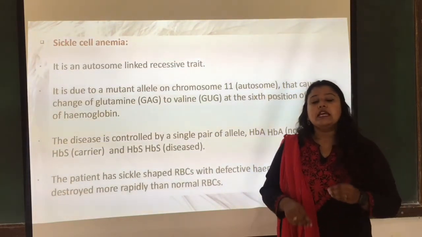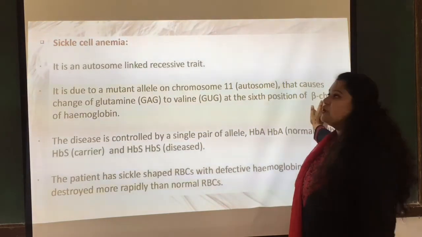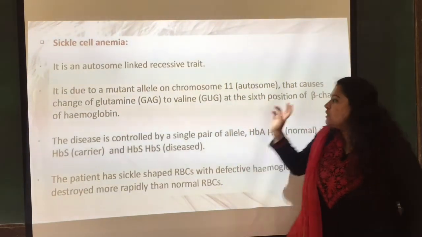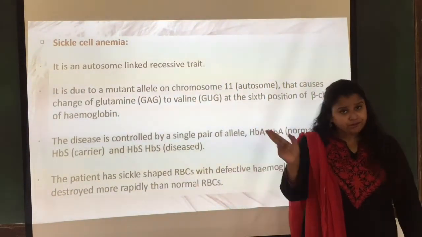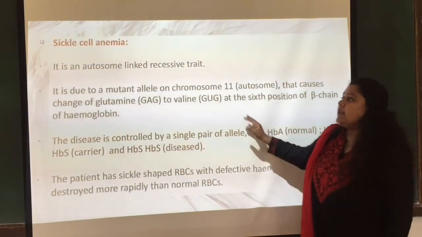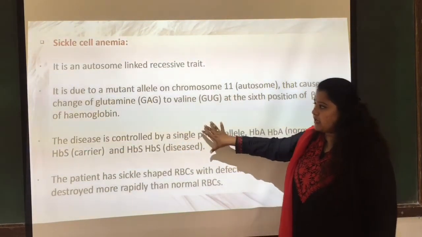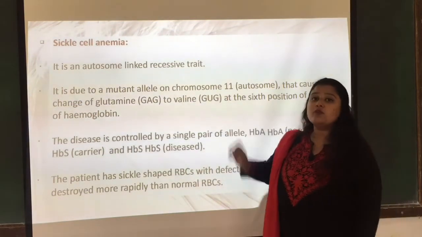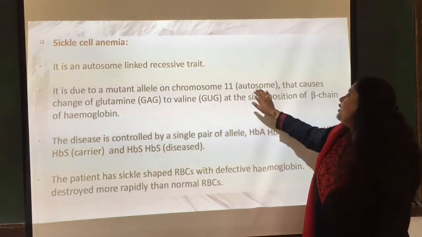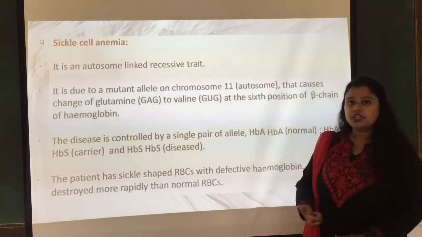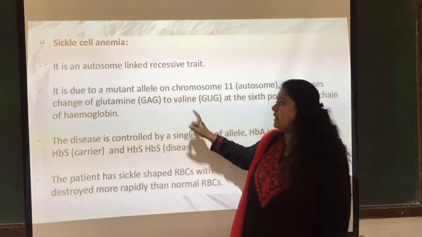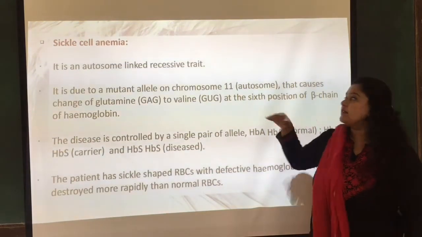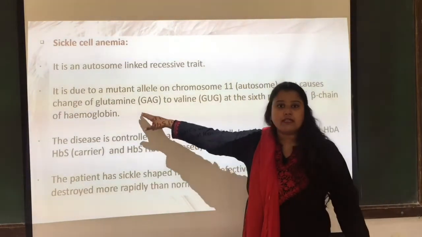This hemoglobin is made up of a chain known as the beta chain. Now, this beta chain has different positions, right? But in sickle cell anemia, there is a mutation occurring on chromosome number 11, and due to this, it causes a change of glutamine to valine. That means at the 6th position, what has to be present?